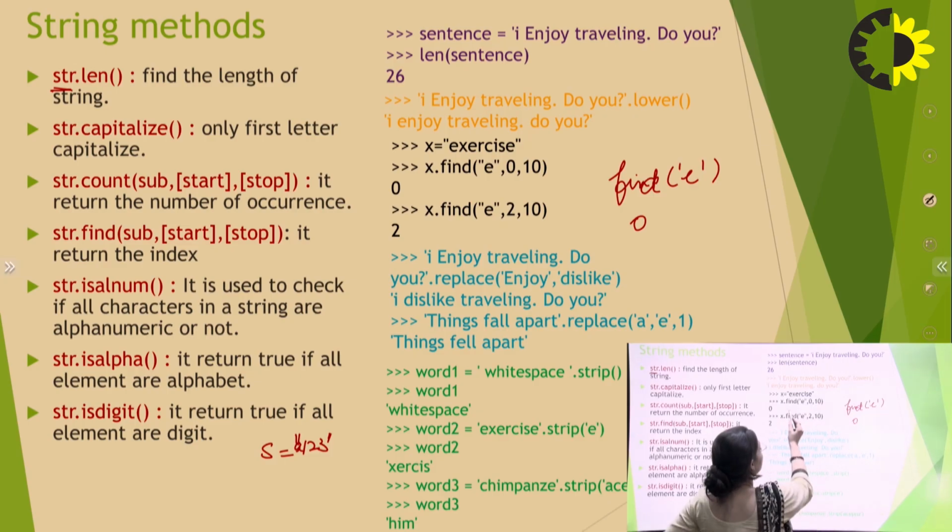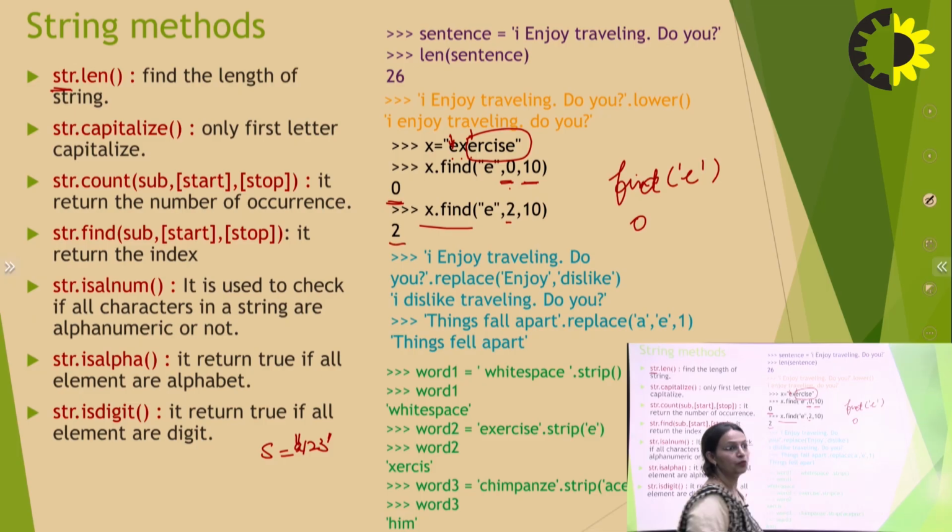But if I say find e from start position to stop position, from 0 to 10, the first e occurs at position 0. Suppose I want to find e from position 2 to 10, that means this first e is skipped now. Now it will calculate from index 2, that is 0, 1, 2. So it will calculate from here till the end, because the string has that much length. So the index will be 2, so the output will be accordingly.